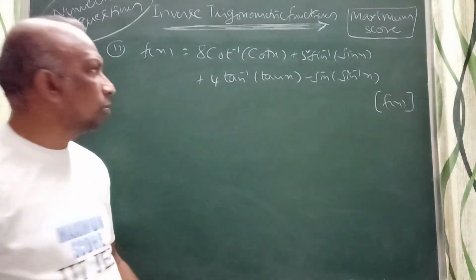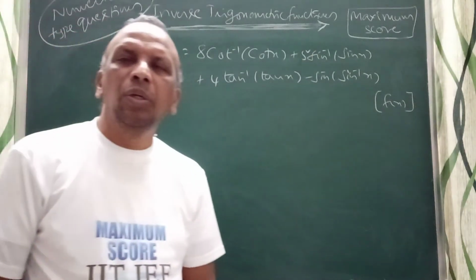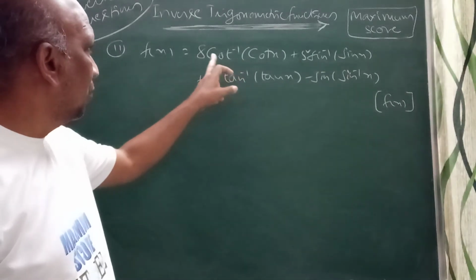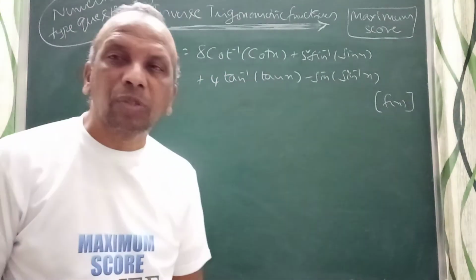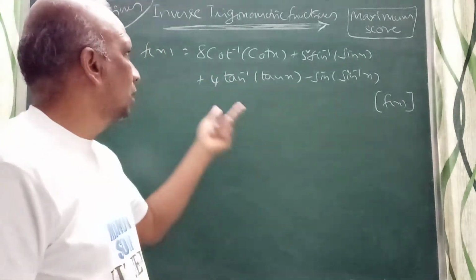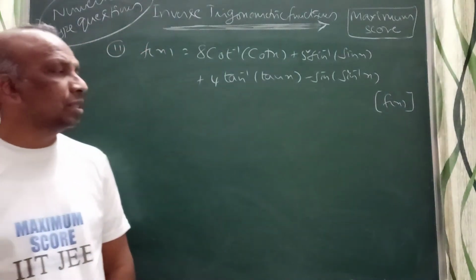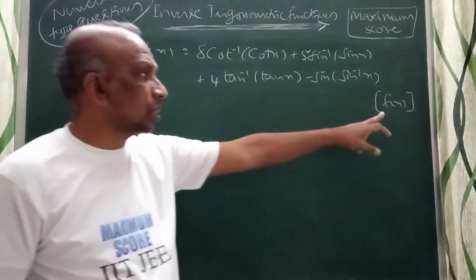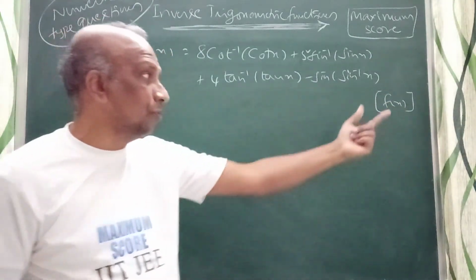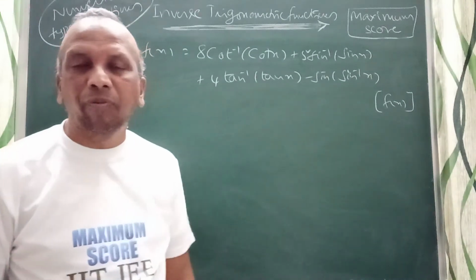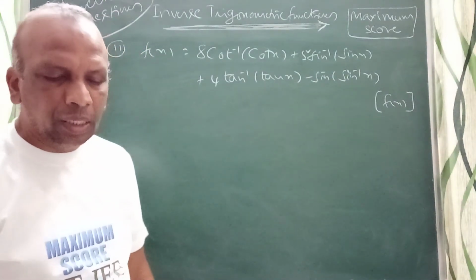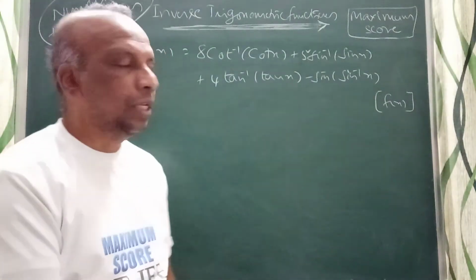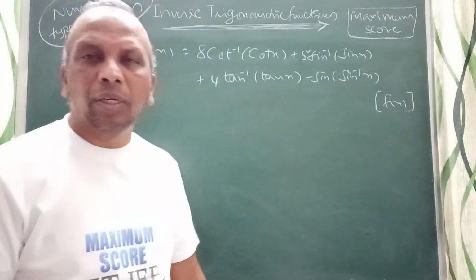Now I will solve problem number 11. You can observe here in problem number 11: f(x) equals a cot inverse of cot x plus 5 sin inverse of sin x, 4 tan inverse of tan x minus sin of sin inverse x. They mentioned clearly here they are asking the greatest integral value of f(x). This is a step function, step of f(x).